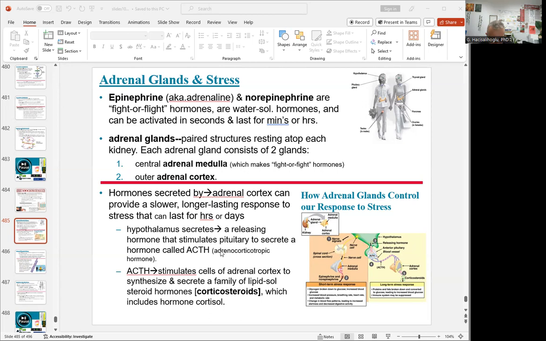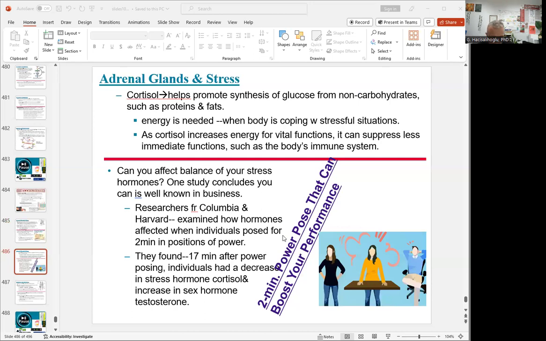So you can see here some other examples, like ACTH, adrenocorticotropic hormone, which synthesizes and secretes a family of lipid-soluble hormones called corticosteroids, which include cortisol. And I mentioned this is the stress hormone specifically. Continuing with the adrenal glands, cortisol promotes synthesis of glucose from non-carbohydrates like proteins and fats. It's energy needed when the body is coping with stressful situations. When cortisol increases energy for vital functions, it can suppress less important functions such as the body's immune system.